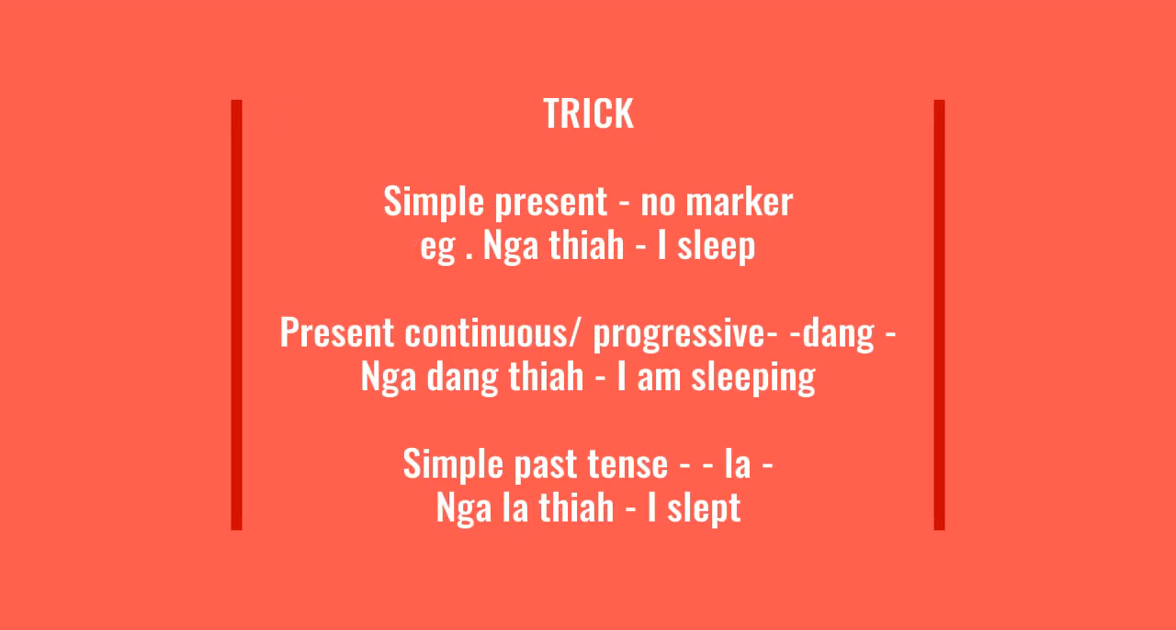So the whole simple trick is, in simple present tense, there's no marker. So you learn the infinitive directly. Nga thia means I sleep. Straight away, I sleep. Nga thia.